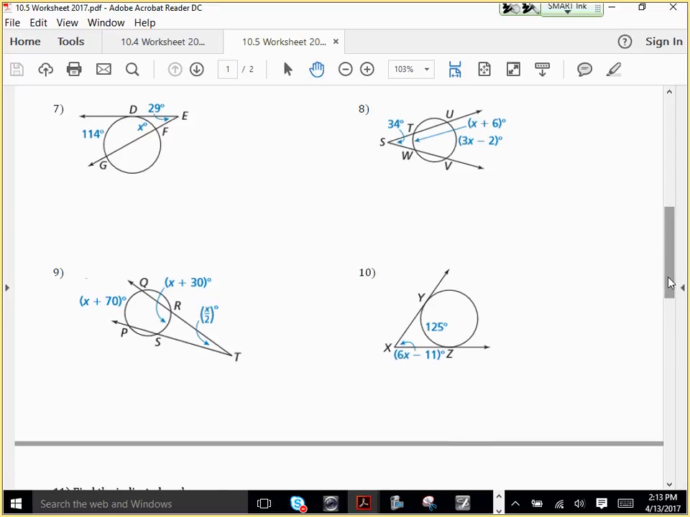Number 10 is pretty straightforward, but we're just missing one of the arc measures. So now the vertex is outside, so we get the equation angle equals 1/2 the big arc minus the small arc.